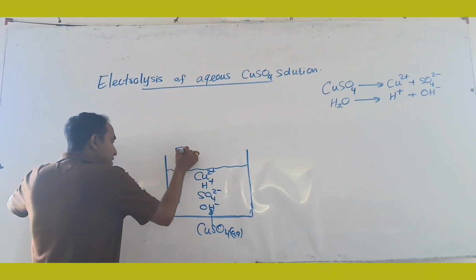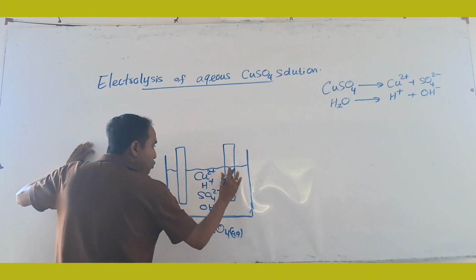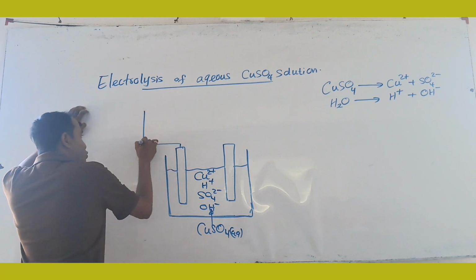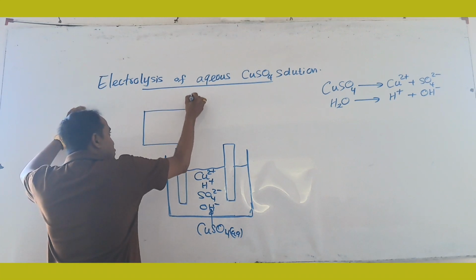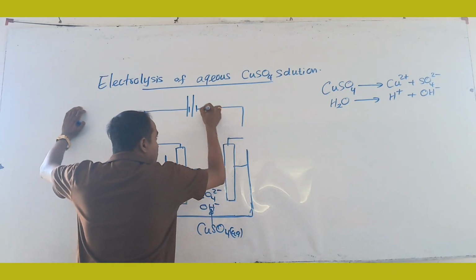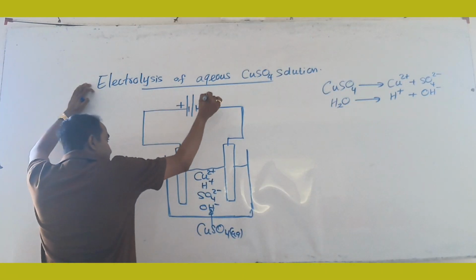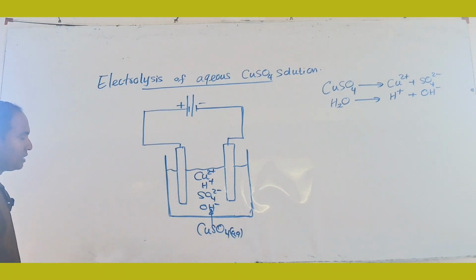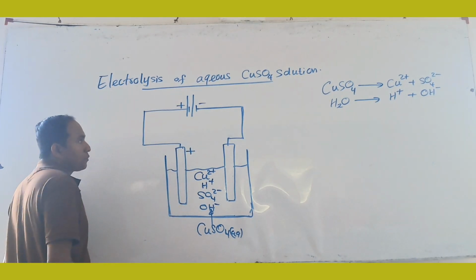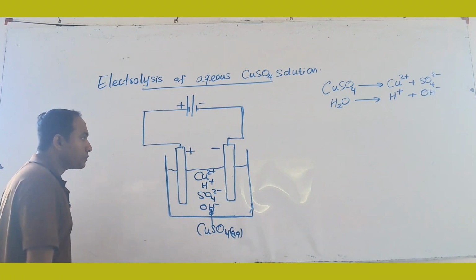This is one electrode and this is the other electrode. These two electrodes should be connected to the external electricity supply. This is the positive terminal and this is the negative terminal. The electrode connected to the positive terminal is the positive electrode. The electrode connected to the negative terminal is the negative electrode.